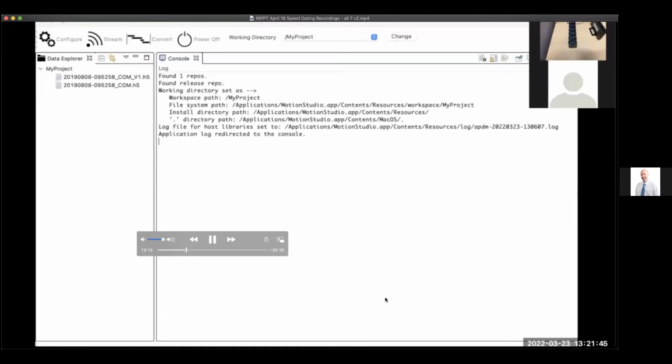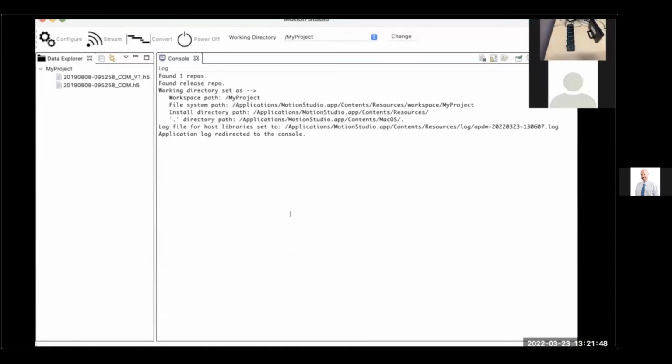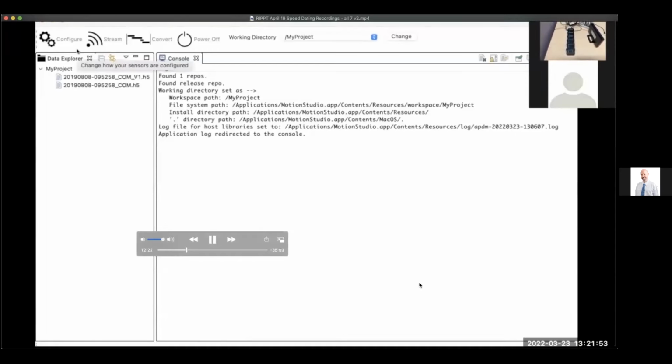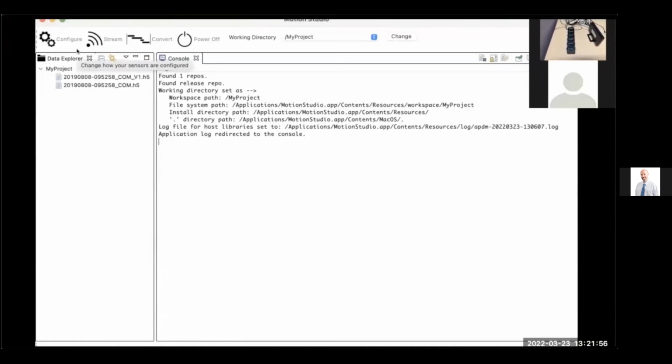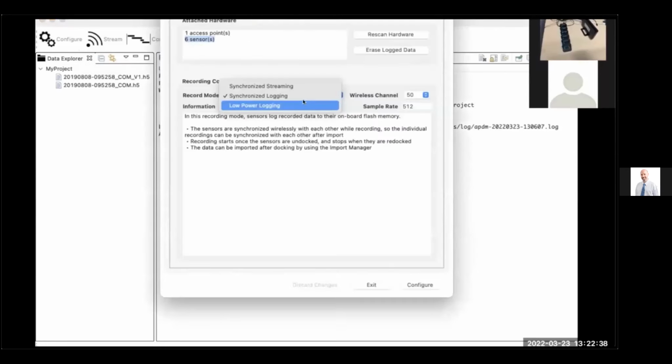Motion Studio is a software program that comes with the APDM sensors. It is to collect raw data. There are 2 other software programs, Moveo Explorer and Mobility Lab, that have some more plug-and-play or built-in features, but the types of data and the types of movement that you can collect are limited.